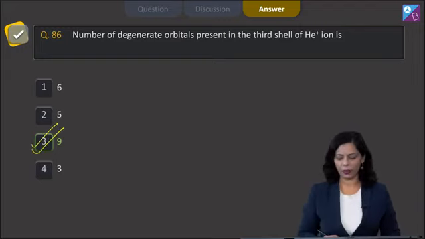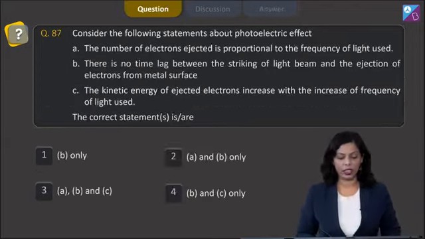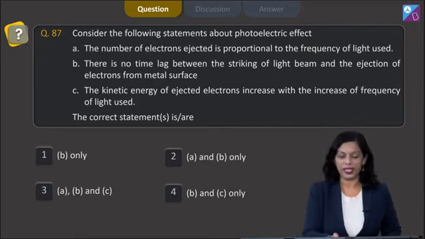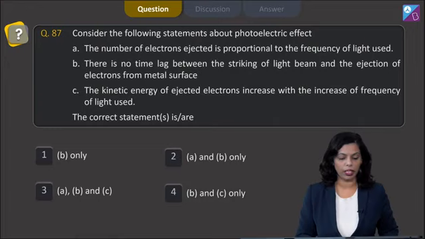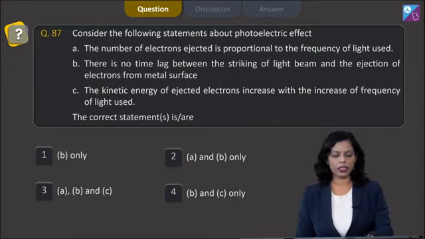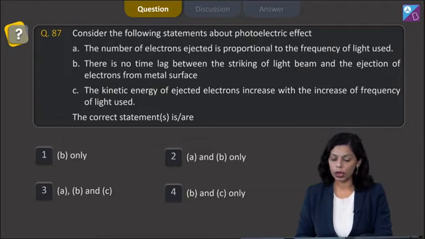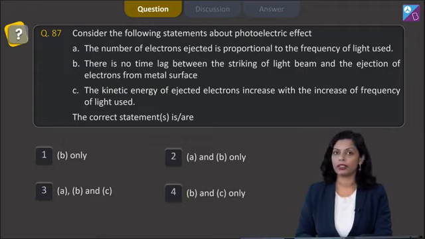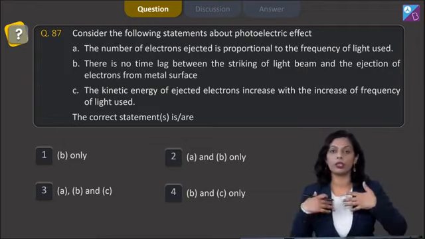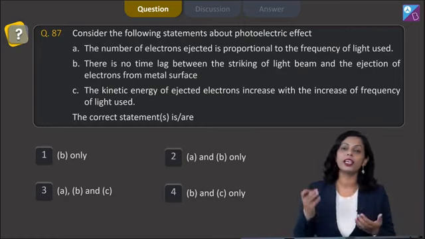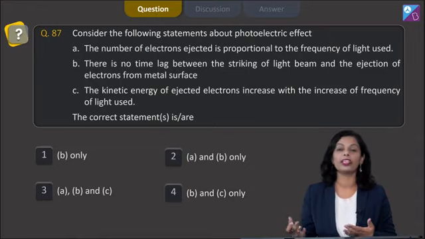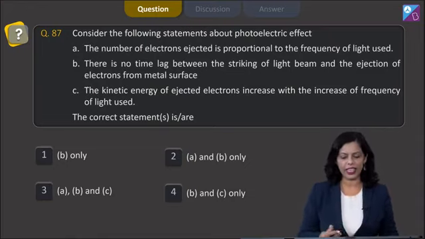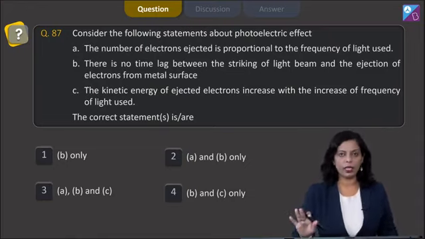Done? Okay. Question number 87, a statement question. Consider the following statements about the photoelectric effect. Three statements are there. First says the number of electrons ejected is proportional to the frequency of the light. So the light irradiated on the metal surface is deciding the number of electrons ejected? Not at all. It depends on intensity. So the first statement is wrong.